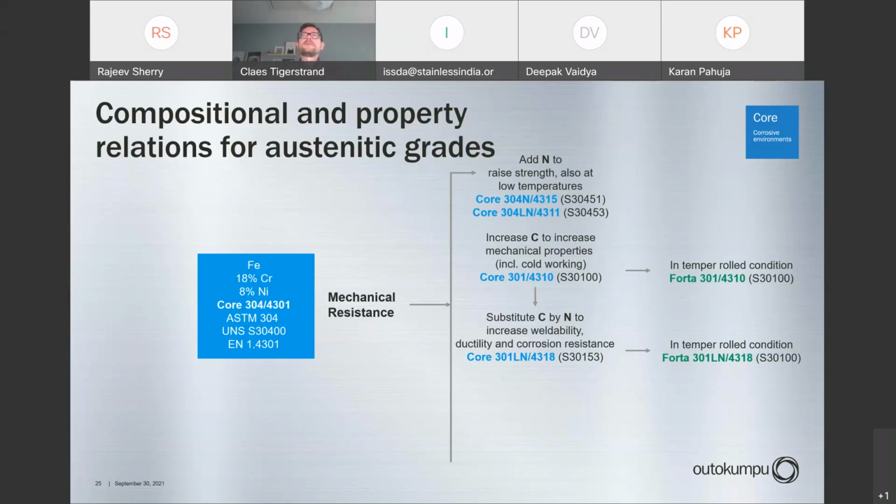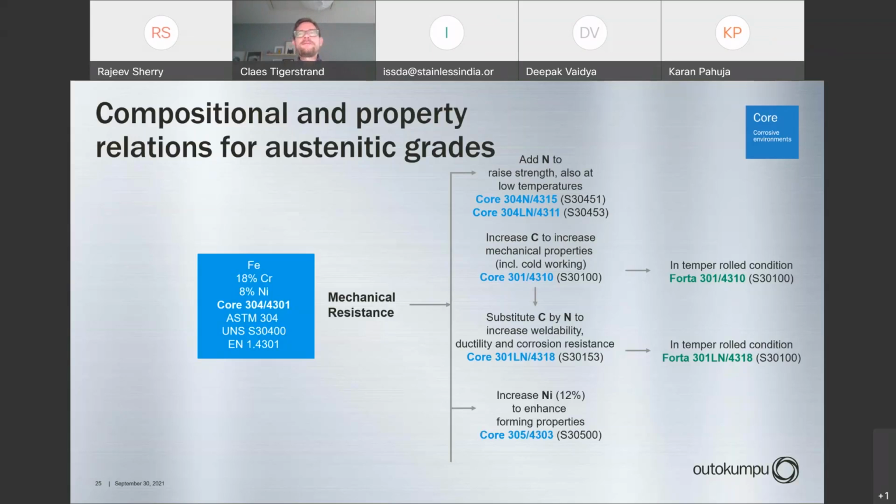So you will have what is called the Forta 301 in different temper conditions. You can tailor the strength, but at the expense of the formability of the material. So of course it's a trade-off there, how much strength you want and how much formability you need.